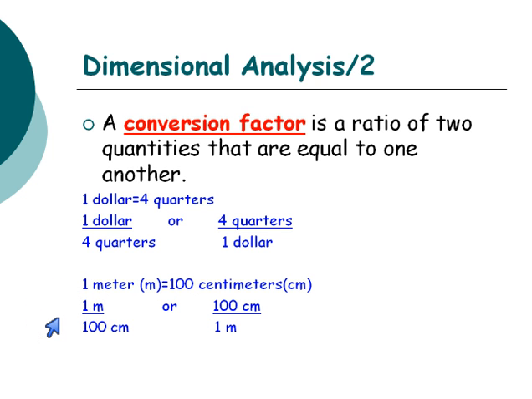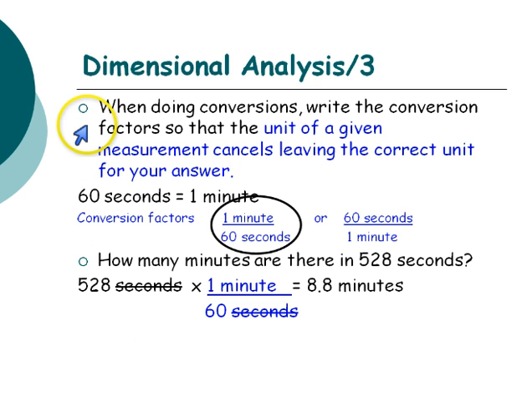Now, what we're given and what we're looking for determines which one we use in our conversion. So when doing conversions, you write the conversion factors so that the unit of a given measurement cancels, leaving the correct unit for your answer. For example, 60 seconds equals 1 minute. Our conversion factor: 1 minute is to 60 seconds, or 60 seconds is to 1 minute.